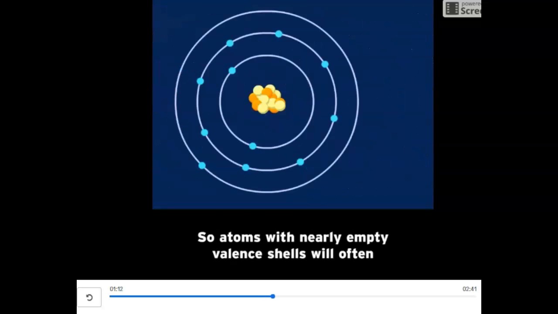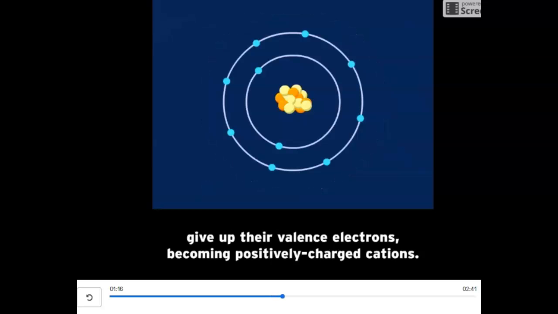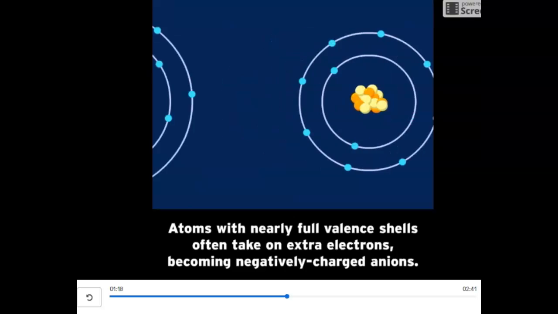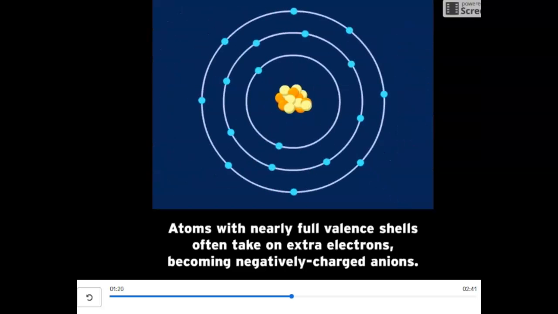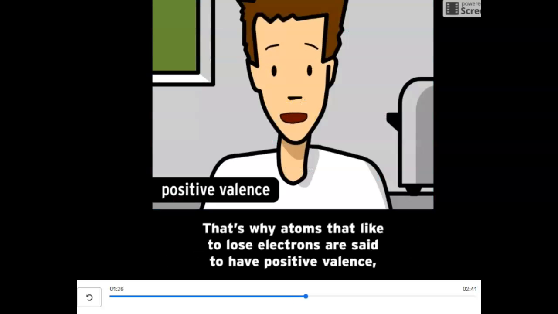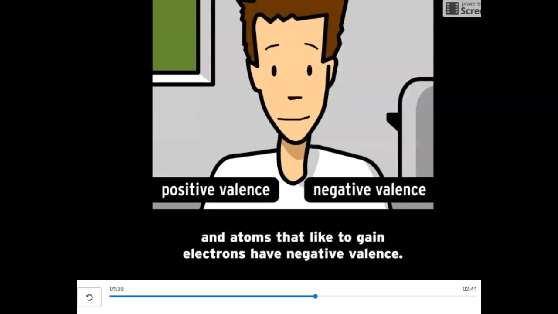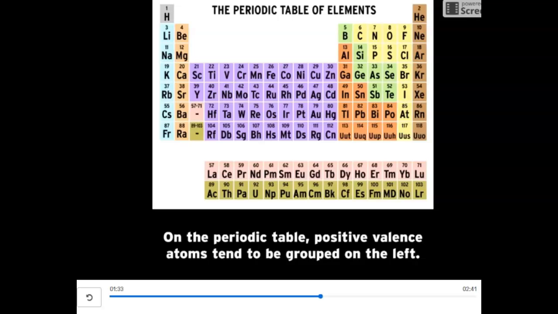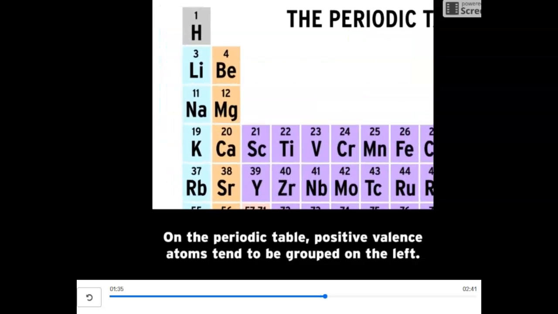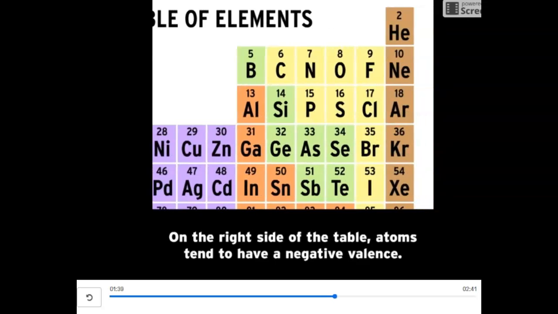Atoms like to have a full valence shell. So atoms with nearly empty valence shells will often give up their valence electrons, becoming positively charged cations. Atoms with nearly full valence shells often take on extra electrons, becoming negatively charged anions. That's why atoms that like to lose electrons are said to have positive valence, and atoms that like to gain electrons have negative valence. On the periodic table, positive valence atoms tend to be grouped on the left. On the right side of the table, atoms tend to have a negative valence.